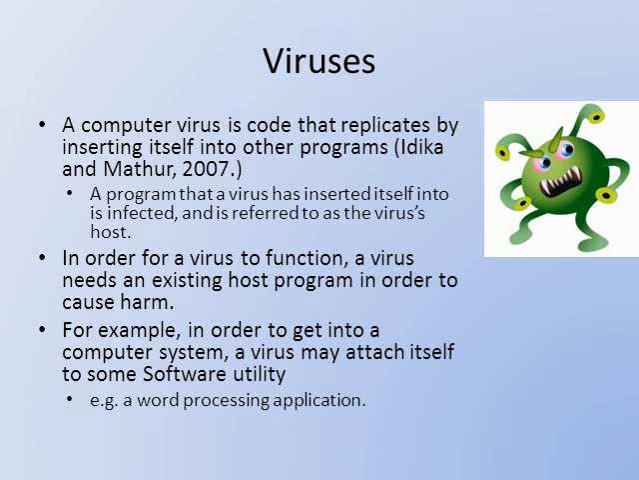Viruses. A computer virus is a code that replicates by inserting itself into other programs. A program that a virus has inserted itself into is infected and is referred to as the virus's host. In order for a virus to function, it needs an existing host program in order to cause harm. For example, in order to get into a computer system, a virus may attach itself to some software utility. An example would be a word processing application. By launching that word processing application, it would then activate the virus that may, for example, duplicate itself and disable malware detectors enabled on the computer system.